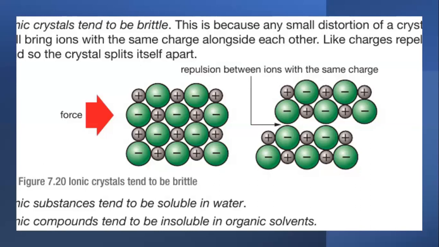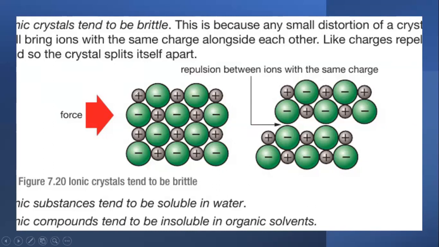What do we mean by brittle? Brittle means that they break very easily. Why is it that ionic compounds break very easily? Let's say you have an ionic compound with you, sodium chloride. Sodium chloride is salt, right? You have a big cube of salt. It's all stuck together. You take a hammer and you hit it. Now, when you hit it, what's going to happen?